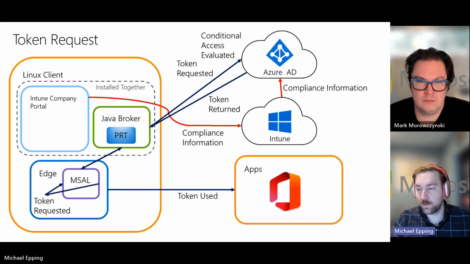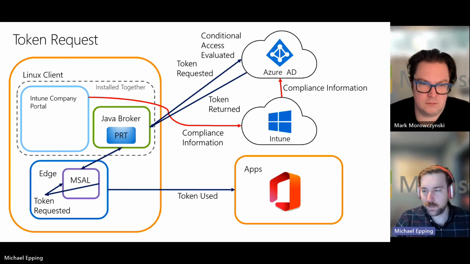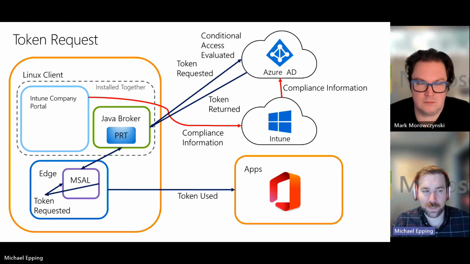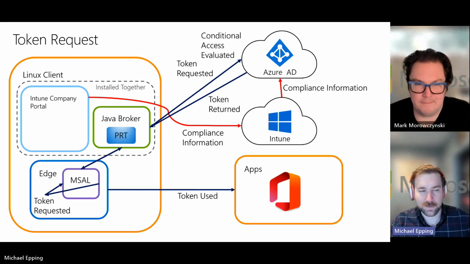Now, when the user actually wants to use the compliant state of their device to access web applications that are protected by CA, there's a slightly different flow. And so you can see here we have our client application, which in this case is Microsoft Edge for Linux, which also has MSAL built into it. This MSAL piece is really critical. Pretty much anything that wants to talk to the Java broker needs to use the MSAL library on Linux. And that's why we're requiring Edge in order to access those web applications.